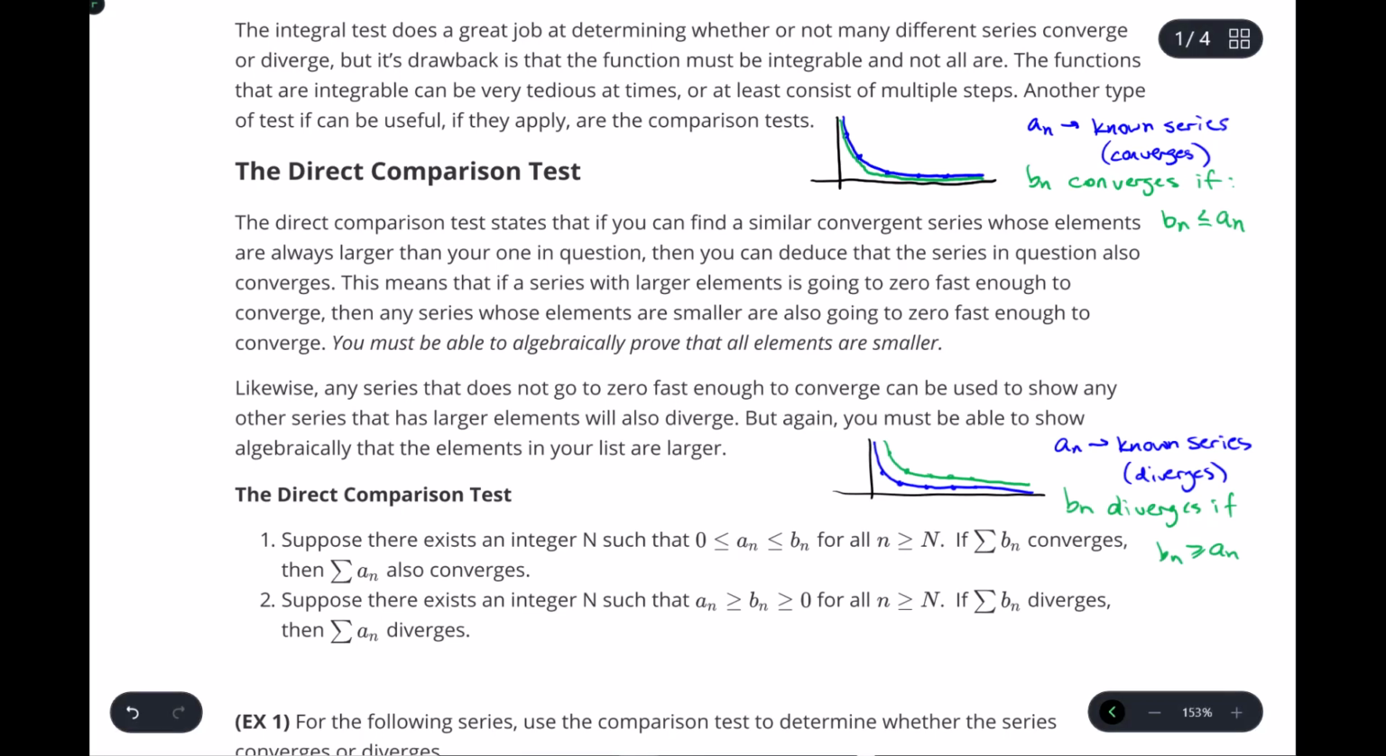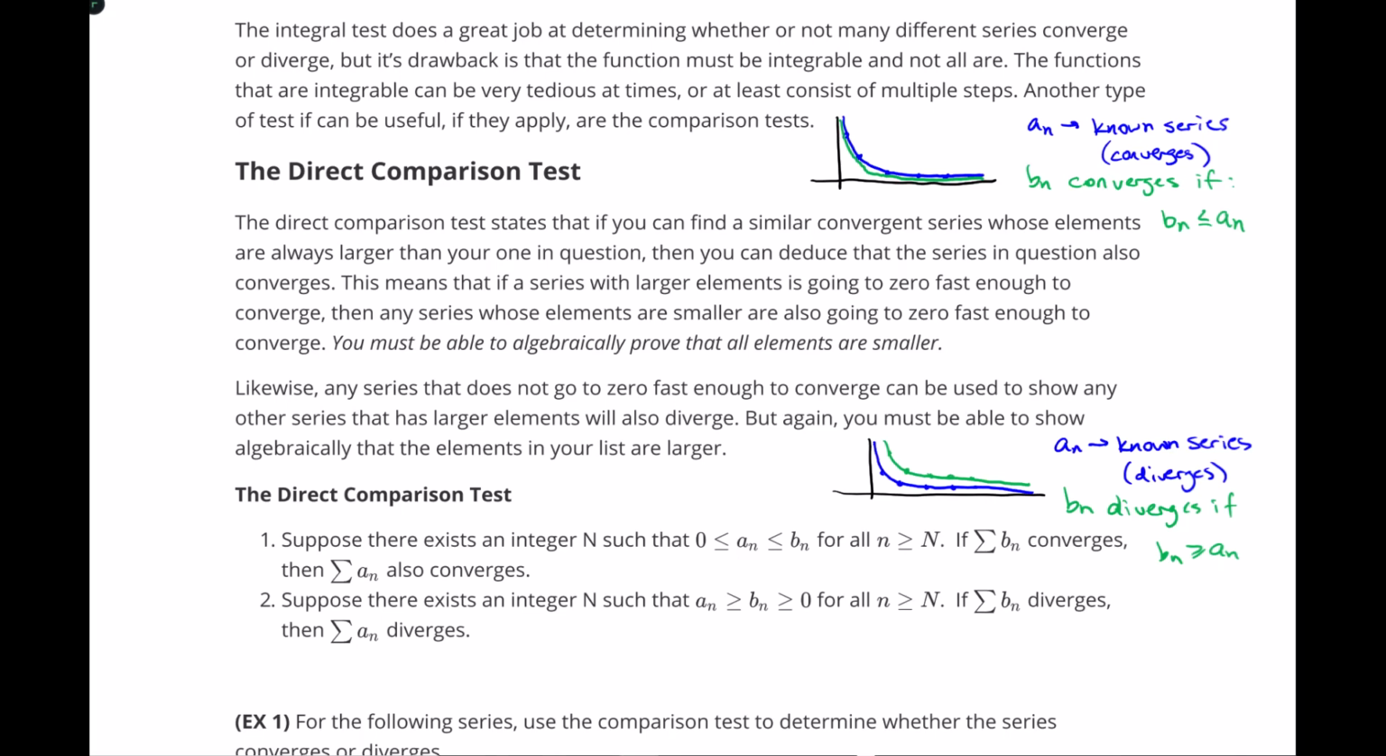If b sub n happened to be less than these elements, well, again, we wouldn't be able to draw any conclusions because that b sub n might be going fast enough to actually converge. We don't really know. So you have to be very careful in this comparison test. It's really strikingly straightforward, but you have to be careful and make sure you don't draw conclusions that you're unable to draw. Now, the formal statement of the direct comparison test is written here for you, but to be honest, this is how I go about doing the comparison test.